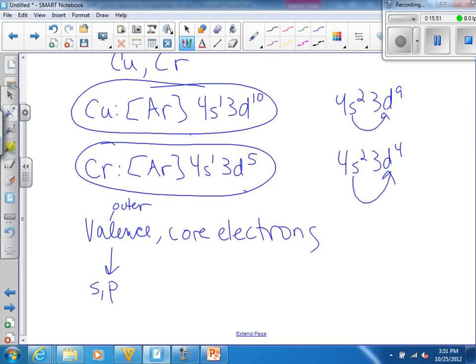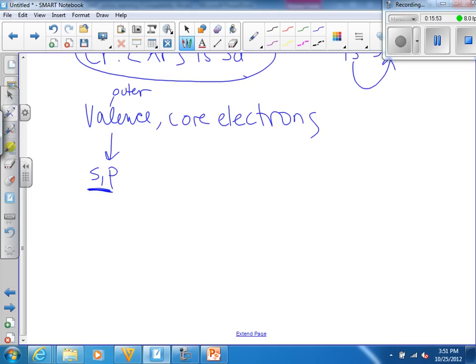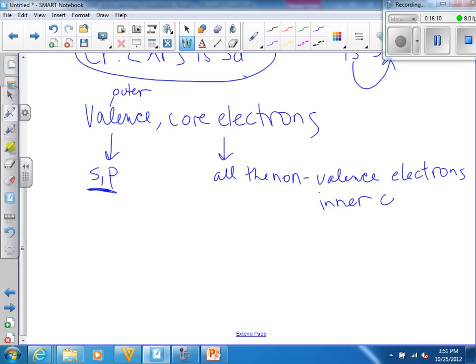So your valence electrons are only your S and your P electrons. Your core electrons are all the non-outer electrons, all the non-valence electrons. We call those the inner core. It's like an apple core. If you think about what's on the inside, it's your core. What's on the outside is your valence. So let's do some valence electron problems. Let's find the valence electrons.